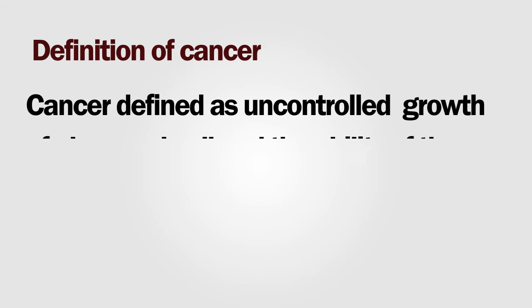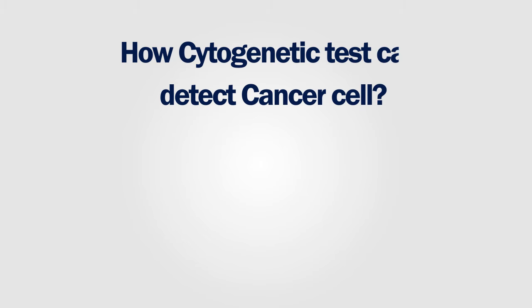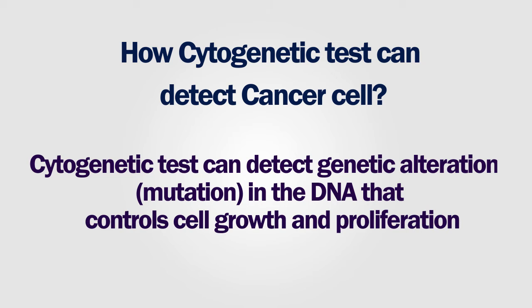Definitions of cancer. Cancer is defined as uncontrolled growth of abnormal cells and the ability of these cells to migrate from the original sites and spread to distant sites. How can cytogenetic tests detect cancer cells? Cytogenetic tests can detect genetic alterations, mutations in the DNA that control cell growth and proliferation.